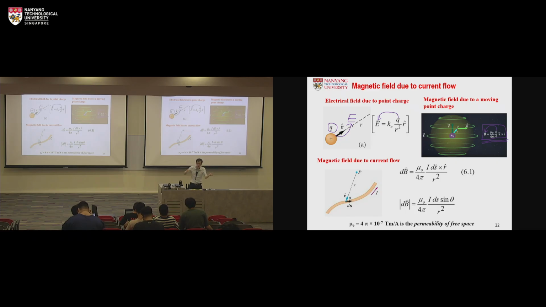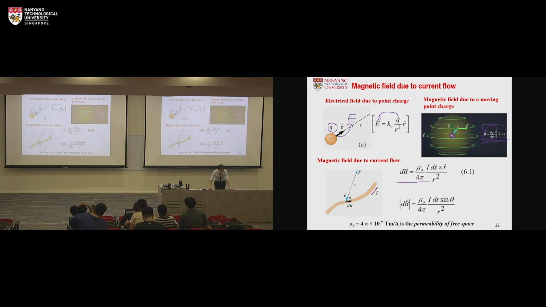One charge, infinite number of charge. One moving charge, infinite number of moving charge. Basically, you just add up all of them and you should get this B due to I. But of course, again, in practice, it's not just adding up. You will need to do this integration.